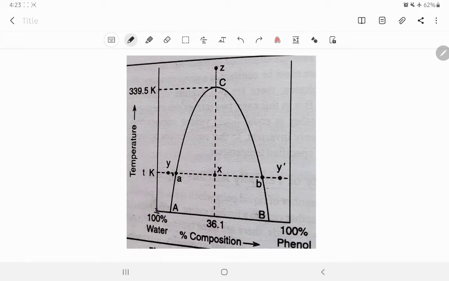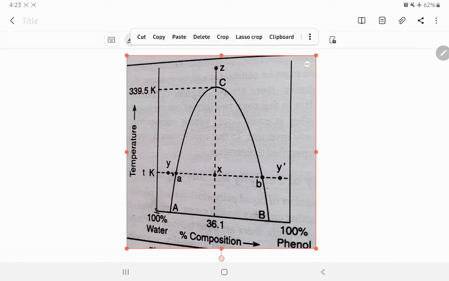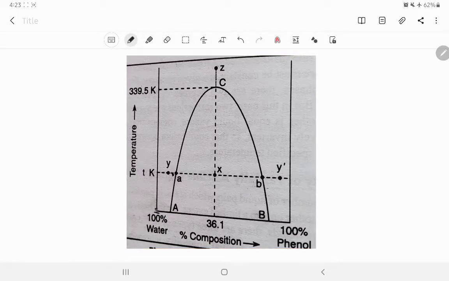Now here we have 100% of water, and as we go on adding phenol, initially what happens? We are taking water. As we go on adding phenol up to a certain amount, here there is no formation of two layers. After a certain amount of phenol is added, two layers are formed. But if we increase temperature, it becomes miscible.